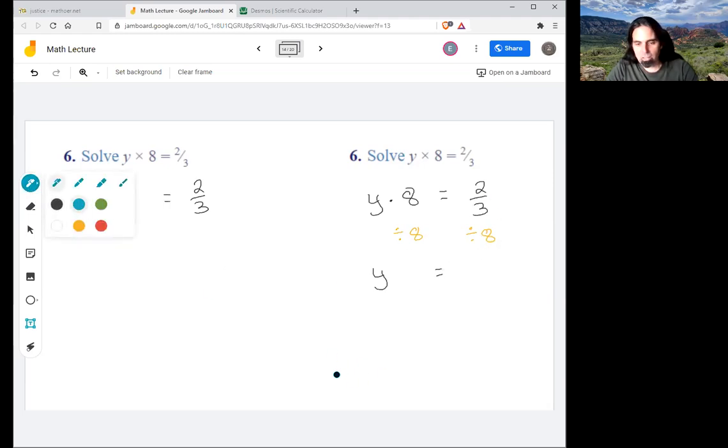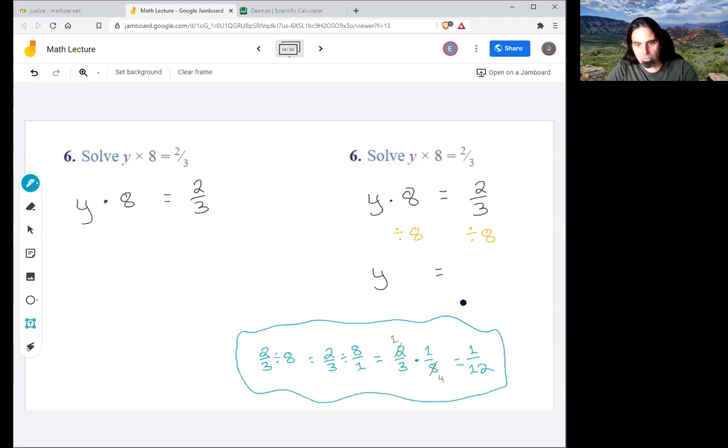I think I should do that kind of off on the side. 2/3 divided by 8. That would be 2/3 divided by 8/1. That would be 2/3 times, and we flip the second thing, 1/8. Let's do some canceling. And I get 1/12. So all of that is sort of my thinking off on the side, and I'll put my answer there.